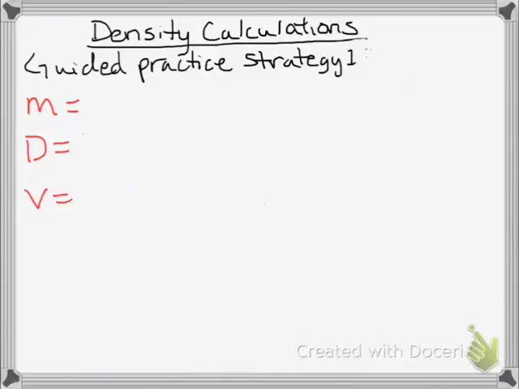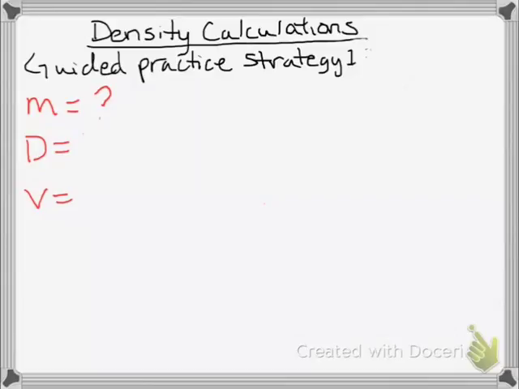okay, so for our second set of guided practice strategies, our problem says, what is the mass of a liquid having 1.4 grams per milliliters and a volume of 3.090 liters? So this time I'm actually looking for the mass. So it said, what is the mass? Okay, so our mass is going to be our question mark. I don't know what it is.